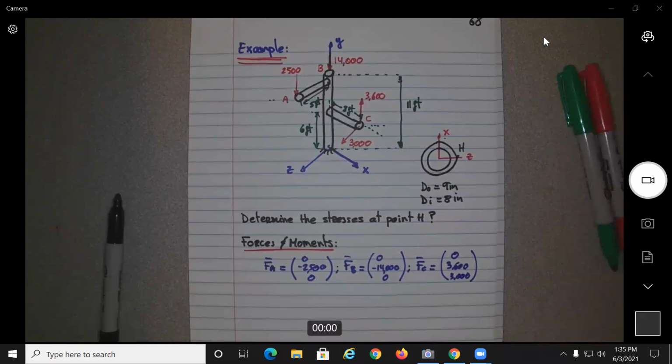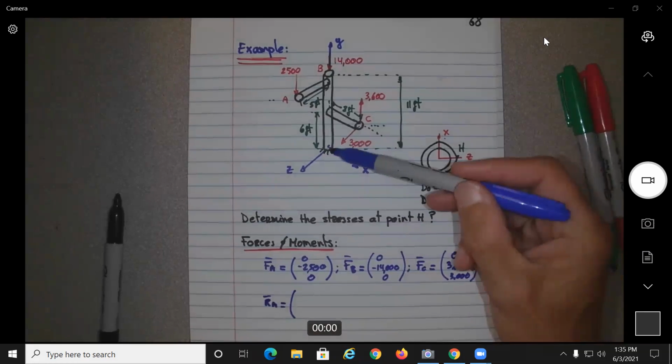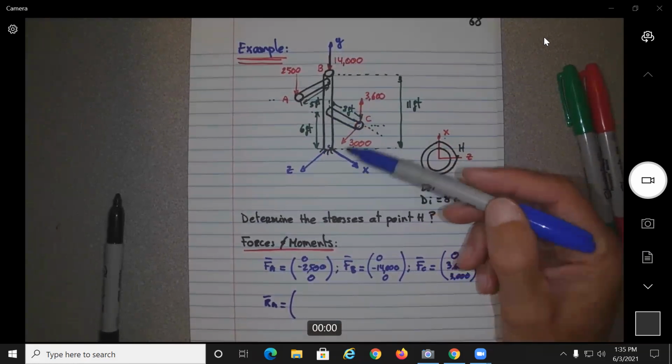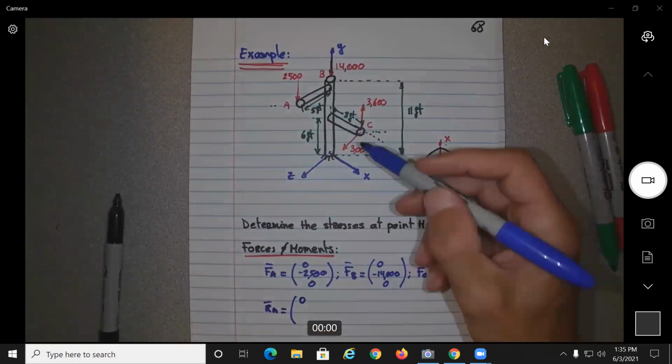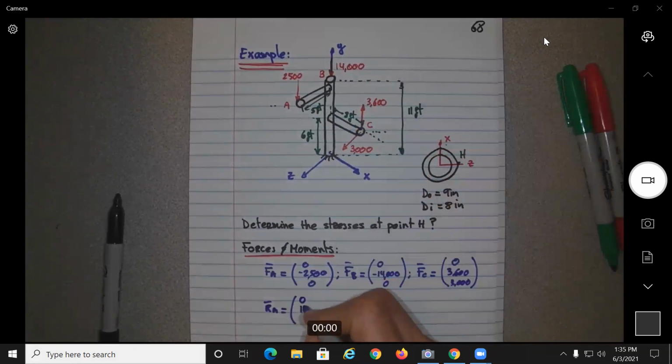Okay, so we know that moment is force times arm, no? So let's find the arms. What would be the position of point A? Point A will be located at X equal to 0, Y equal to 11, and Z equal to 5. Okay, all this is in feet. We might have to move it to inches, but let's keep it in feet for now.